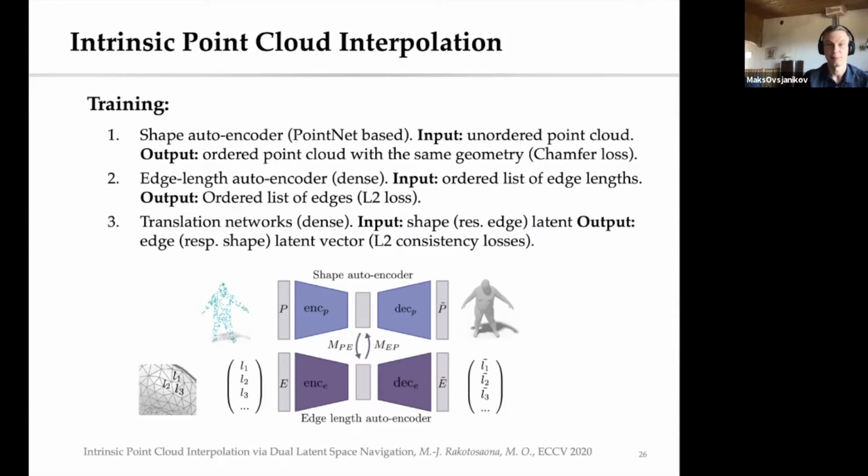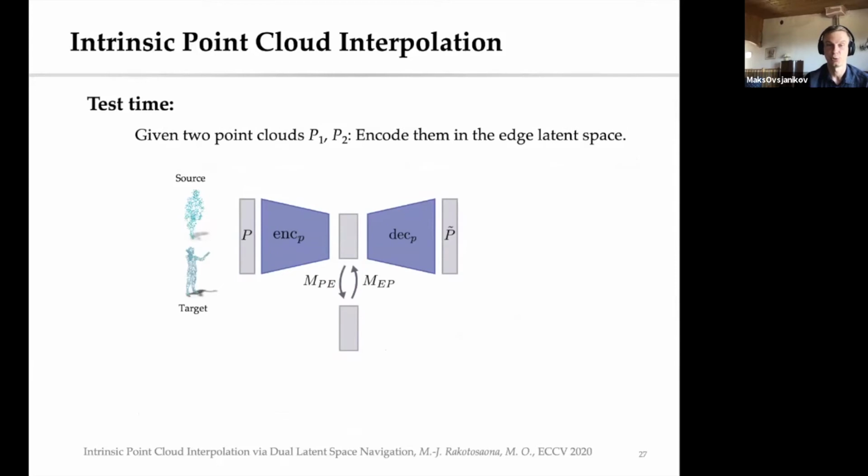And then at test time, if we have two point clouds, P1 and P2, instead of encoding them in this shape space, we basically encode them in the edge length latent space. So how does this work? We first use the encoder to construct the vector in the shape latent space. And then we use this translation network from the points space to the edge space to basically translate the extrinsic information to intrinsic information. And we do this for both the source and the target.